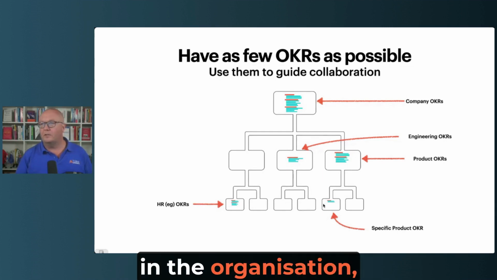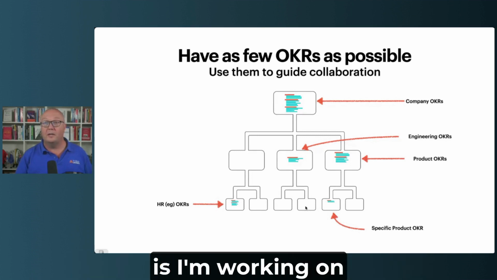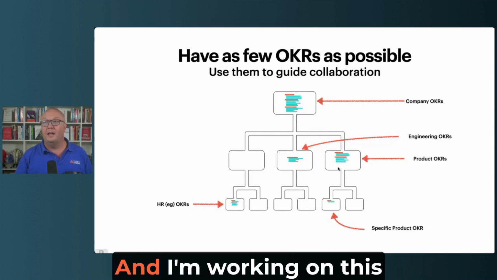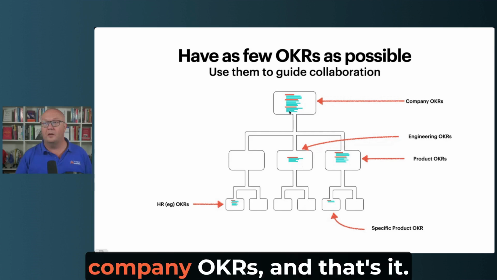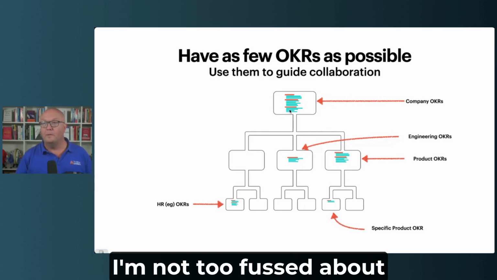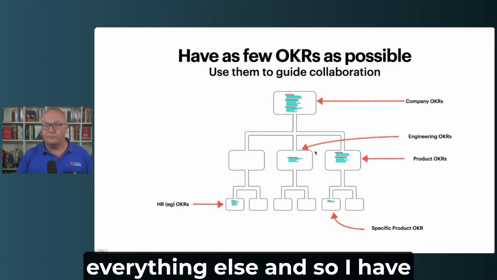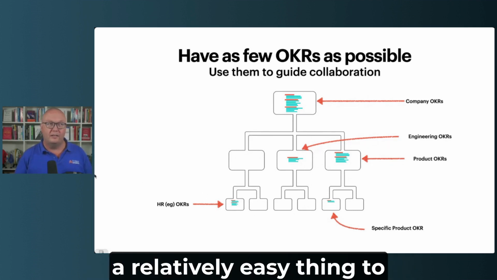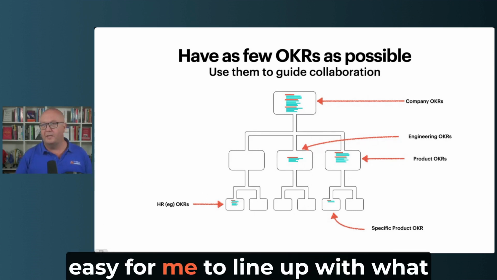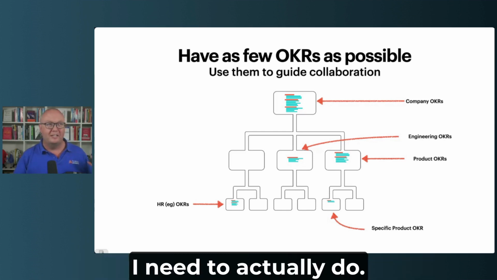If someone's over here in the organization, in the engineering team, all I really need to worry about is that I'm working on that product OKR, this engineering OKR, and I care about the company OKRs. And that's it, right? I'm not too fussed about everything else. So I have a relatively easy thing to navigate, and it's relatively easy for me to line up with what I need to actually do.